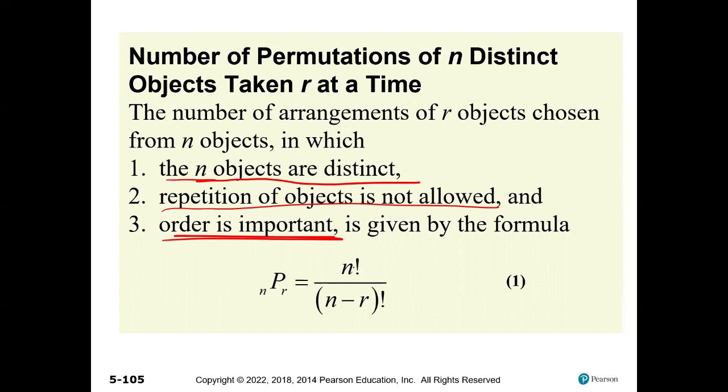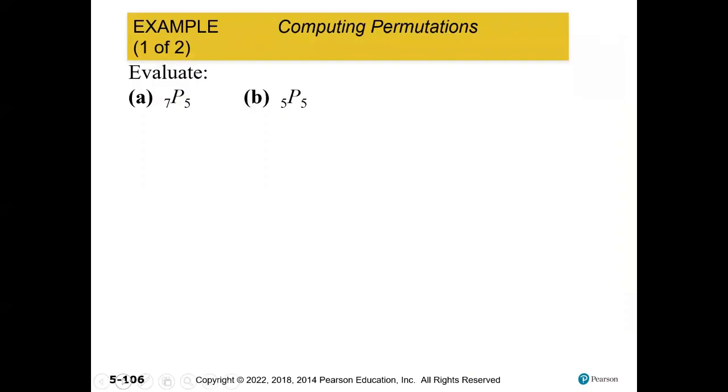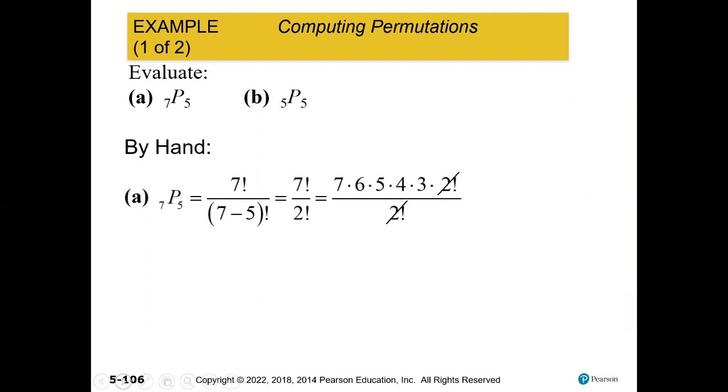Here's the formula. nPr is calculated as n factorial over n minus r factorial. Now, I will show you how to do it by hand here in a simple example. And then from there, we will just use our technology. We want to evaluate 7P5 and 5P5. The way you would do this by hand, again, we're not going to do this by hand here, but I'm going to show you. The first number is what goes on top with your factorial symbol. Then subtract the 5, and that's what goes on the bottom with the factorial. So 7 factorial over 2 factorial.